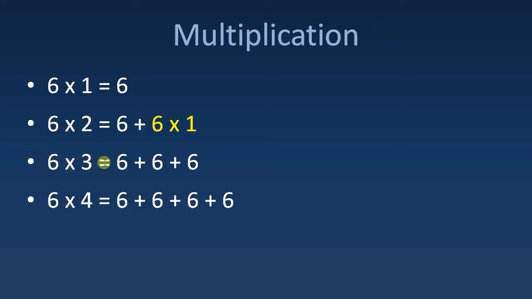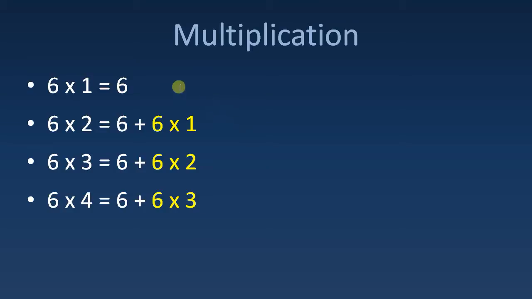How do we do 6 times 3? Well, we do 6 plus 2 more 6s added. Well, really that's the recipe that we use for 6 times 2. So we could write 6 times 3 as 6 plus 6 times 2. 6 times 4, well, it's a 6 plus 3 more 6s. 6 plus 6 times 3.